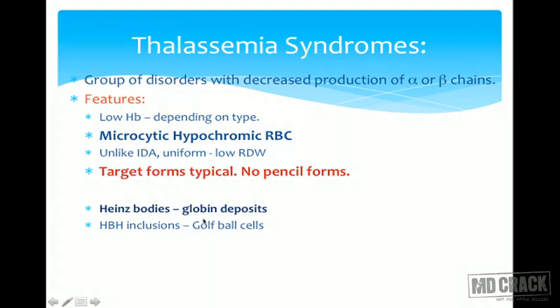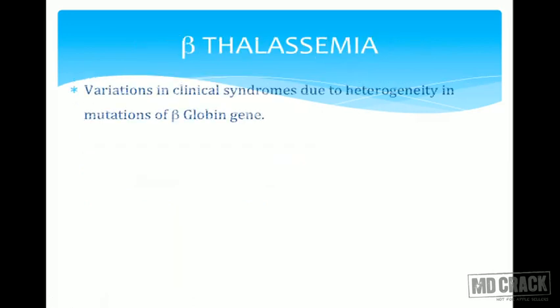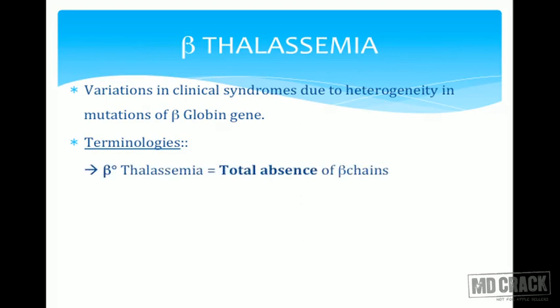Hinge bodies are nothing but remnants of nuclear DNA particles, so they appear as globin deposits, and sometimes you can even see the HbH inclusions as golf ball cells. So let us have a look at beta thalassemia as such. The variation in the clinical syndromes is mainly due to the variety of mutations that occur with the beta globin chains.